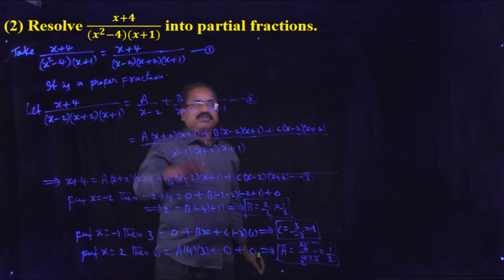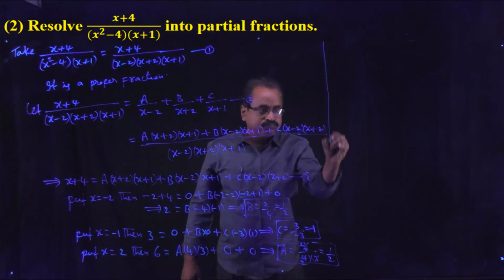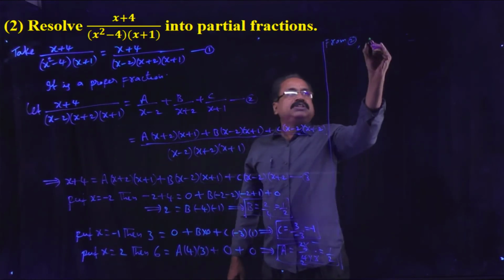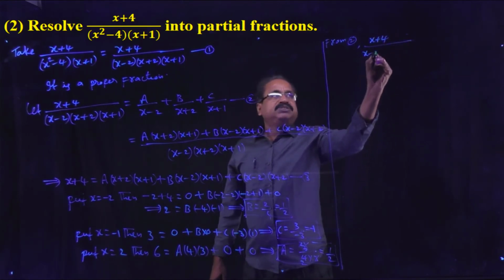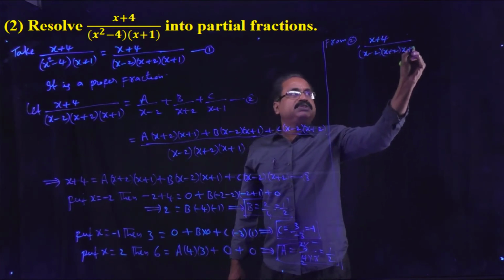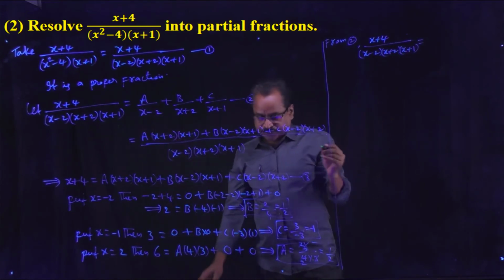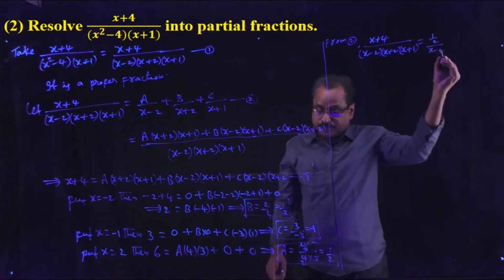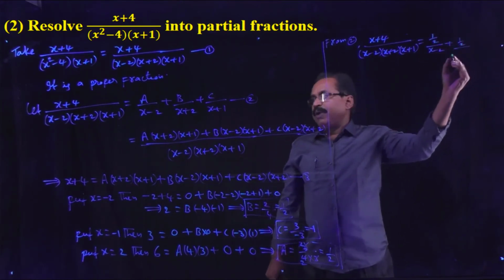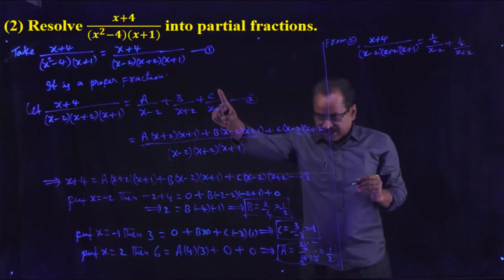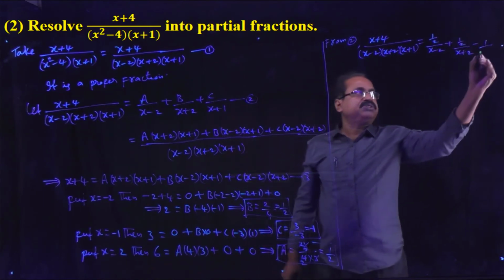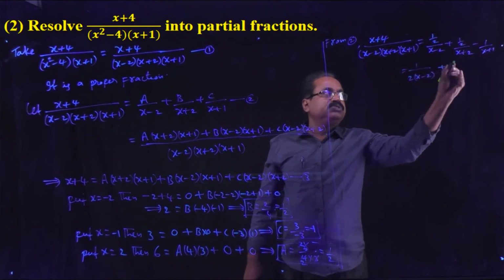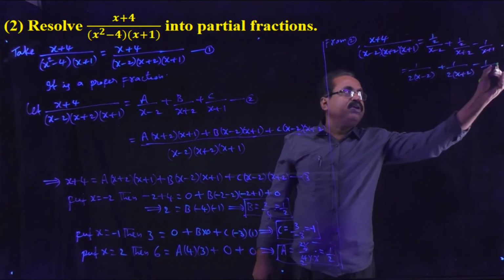Substituting these three values in equation 2, from equation 2, (x + 4)/((x - 2)(x + 2)(x + 1)) = a/(x - 2) + b/(x + 2) + c/(x + 1). So that is equal to (1/2)/(x - 2) + (1/2)/(x + 2) + (-1)/(x + 1), that is (1/2)(x - 2) + (1/2)(x + 2) - 1/(x + 1).